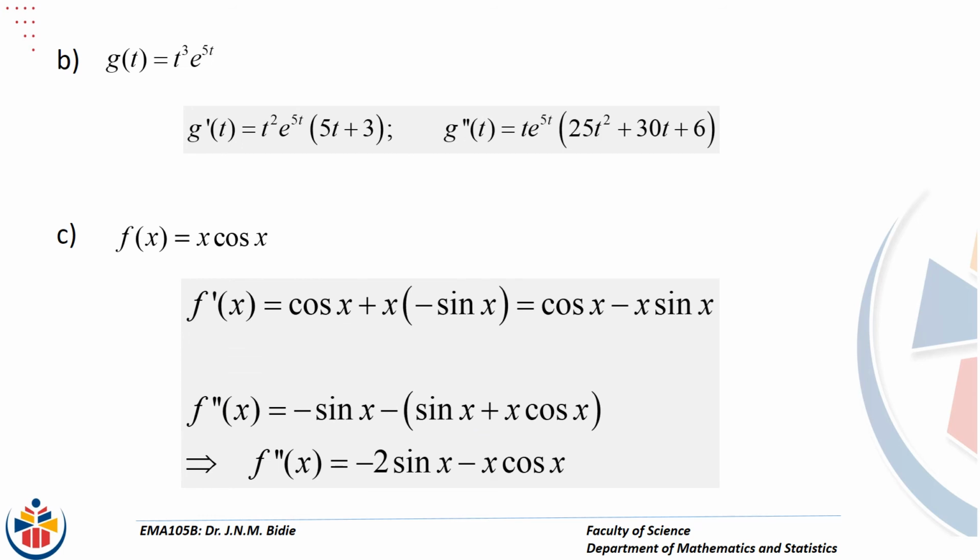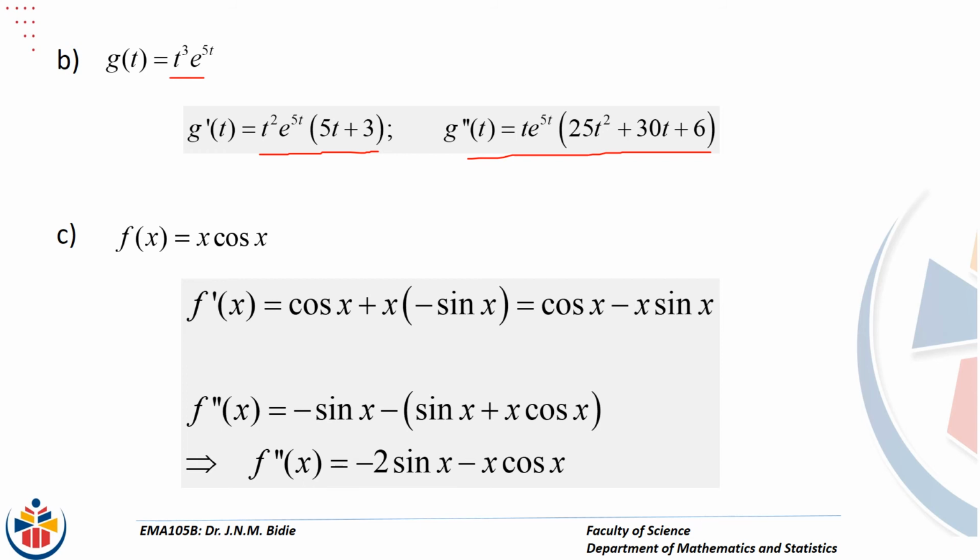We go straight to B. As you can see, it's a product of two functions, so we use the product rule. Please, once again, check if the use of the product rule has been implemented properly, and also now differentiate G prime to get G double prime and see if you're going to get the same answers.